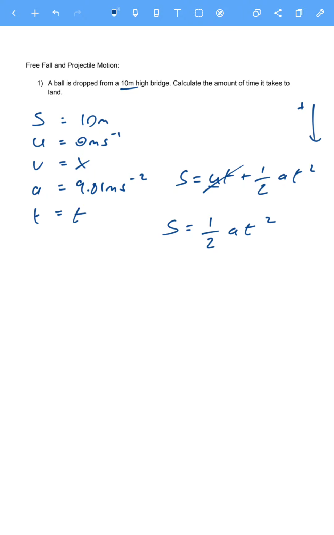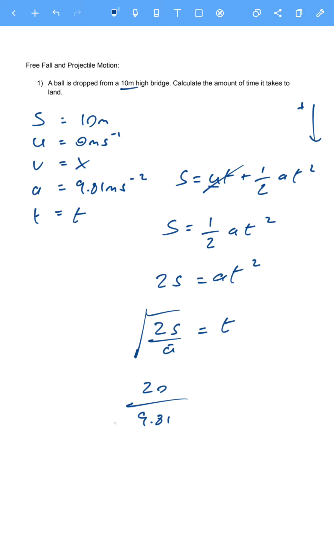And what we're going to do is rearrange to find t. So multiply by half, so that'll be 2s equals at squared. And then we need to divide by the acceleration to get the time, and obviously square root. So 2s over a, square rooted, is equal to the time. So the displacement s is 10, so 2 times 10 is 20, divided by the acceleration due to gravity, 9.81. Square root will give us the time taken. And you should have got a time that is equal to 1.43 seconds. Hopefully that one went okay.